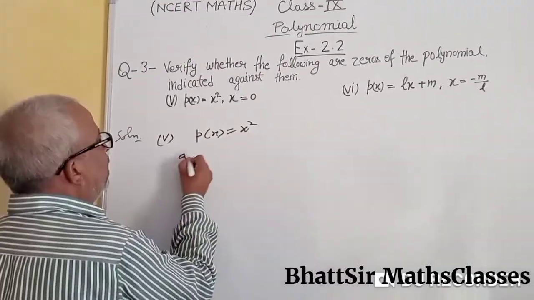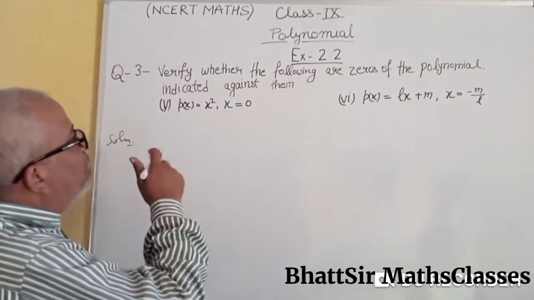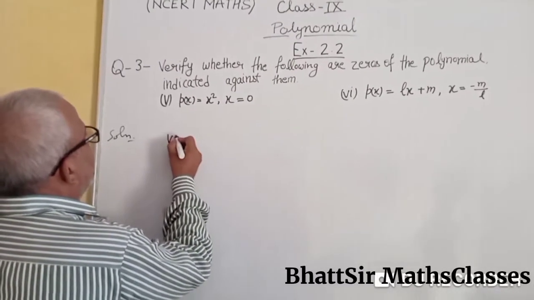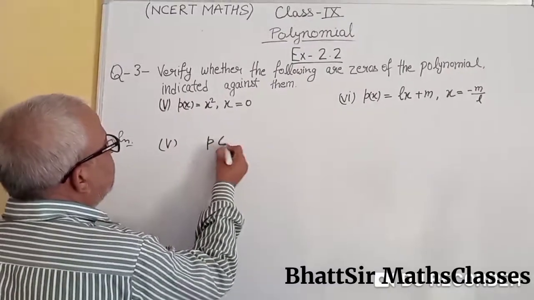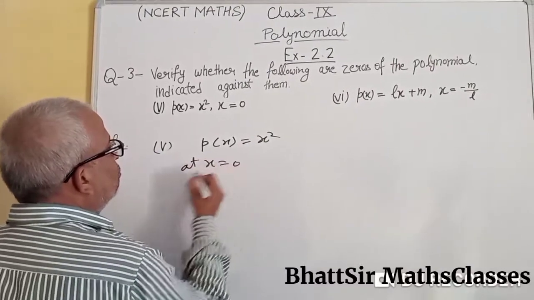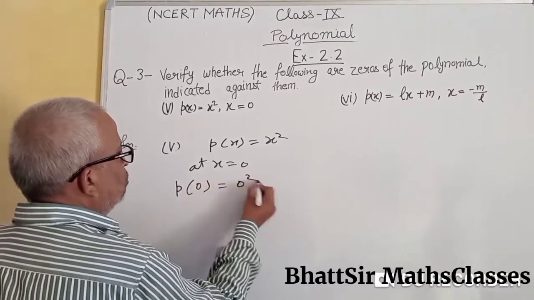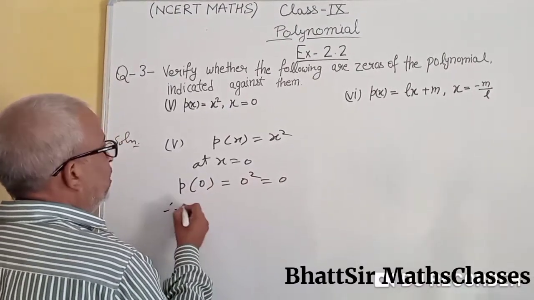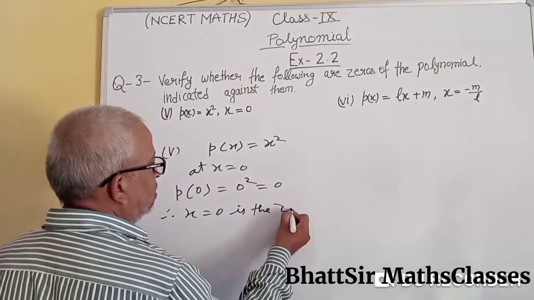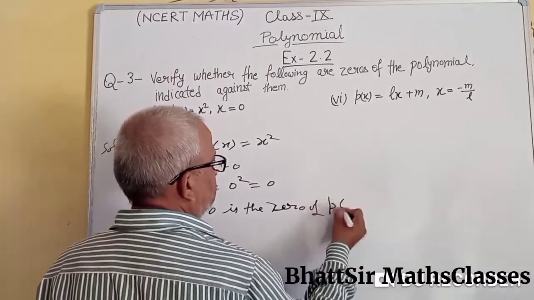Now I am attending the fifth part of question number 3, exercise 2.2, chapter Polynomials. Fifth part, P(x) equal to x square at x equal to 0, then P(0) equal to 0 square, equal to 0. Therefore, x equal to 0 is the zero of P(x).